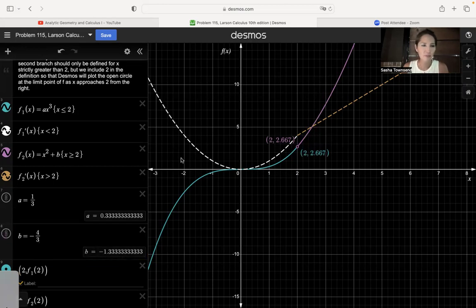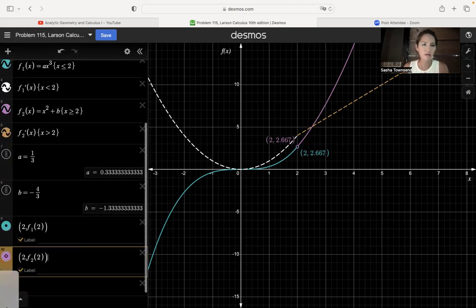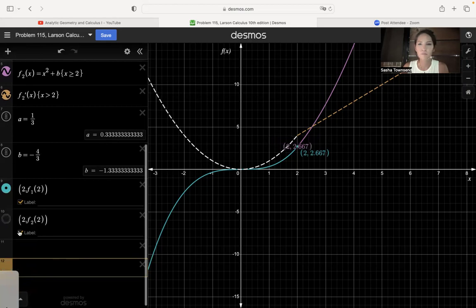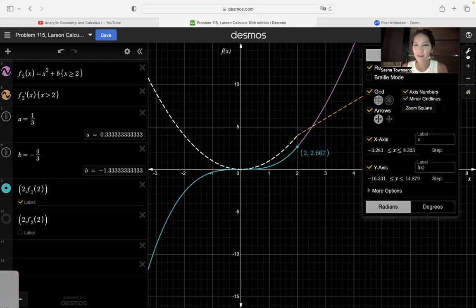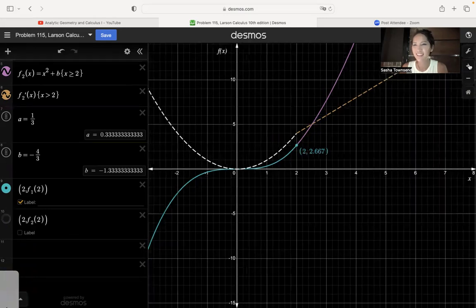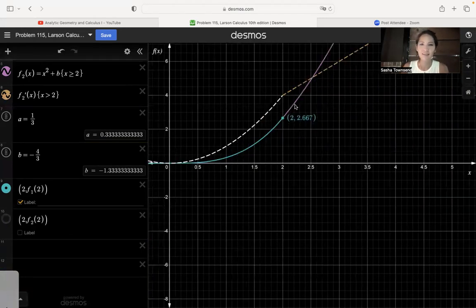So let's type that in for our b. And I think I want to get rid of that open circle now. And now look at it. If you zoom in, you can see it. The function is nice and smooth. The limit from the left and the limit from the right are both the same value. They're both equal to this 2.667 approximately, which is 8/3.